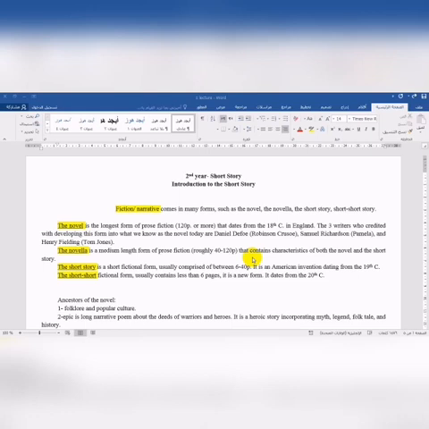What is the short story? The short story is also a fictional form, compressed between 6 and 14 pages. This is the length, 6 to 14 pages, and the short story is an American invention. It is from America, where it appeared in the 19th century. The short story is rather 6 pages, and it is considered a new form in the 20th century.